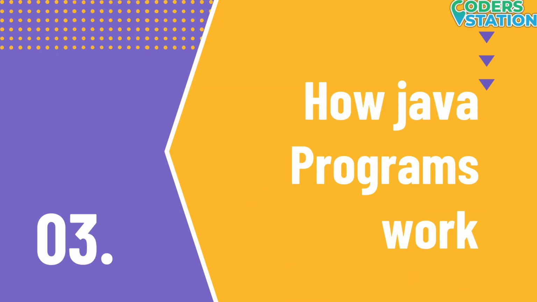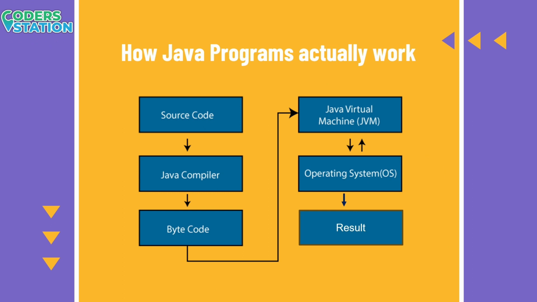Now I'll tell you how Java programs actually work with the help of a simple, small block diagram. As you can see in this block diagram, a Java program starts as source code. Source code is human-readable code written by the developer using a text editor or an IDE. What is an IDE? It is an integrated development environment for Java programs. In the further video series, I'll tell you how you can install an IDE on your own computer.